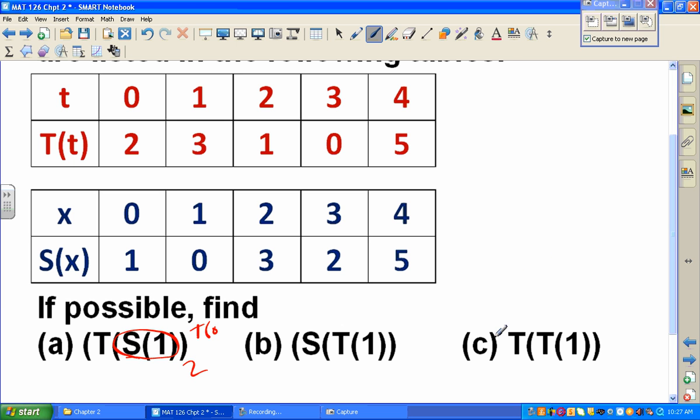Caleb? T of 1 is 0. You're correct. Oh, sorry. T of 1 is 3. Then you put 3 back in, you end up with 0 as your answer. Nice job.